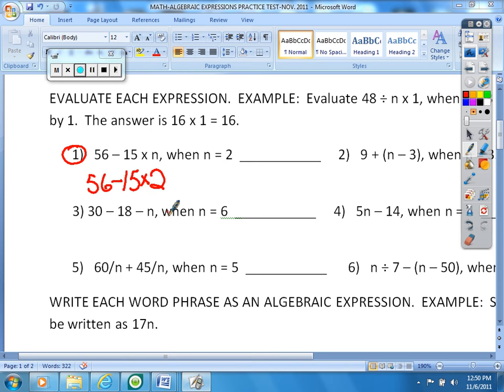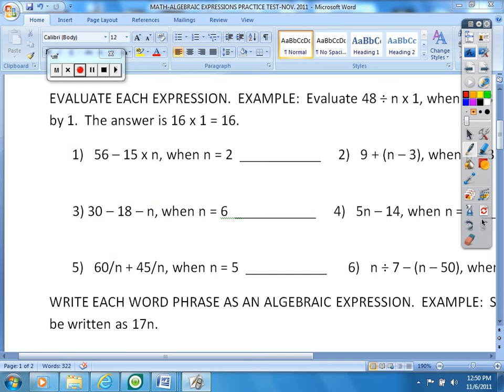All right, now once again, I have to use my PEMDAS rules. I can't just say 56 minus 15, then multiply that by 2. I want to do this first because I do all my multiplication or division first as it occurs from left to right. Now, this is 30. 56 minus 30 is 26. And that is so easy when you use your rules.